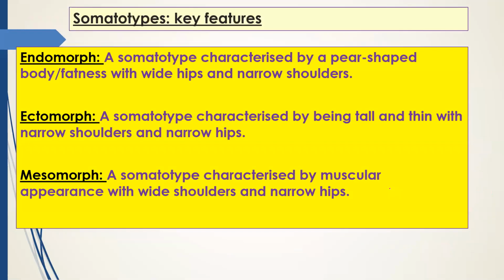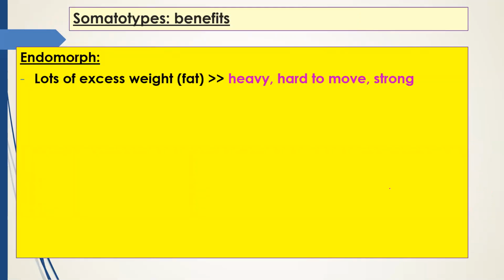Once you've been able to do that, this is just a summary. Just take a moment to read this through. So 3 or 4 key features for each body type. You then have to link that in to the particular benefits that each individual would feel in their sport from being that particular body type.